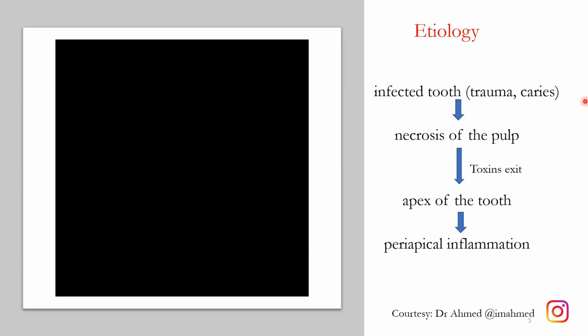The tooth can be infected by bacteria, which is the case in caries, and the bacteria could also attack in a case of trauma. When the bacteria reach the pulp, there is initial inflammation followed by necrosis. The toxins have to exit through the apex of the tooth. They cannot exit through the crown. And that's when it results in periapical inflammation. Let's look at a video to understand it better.